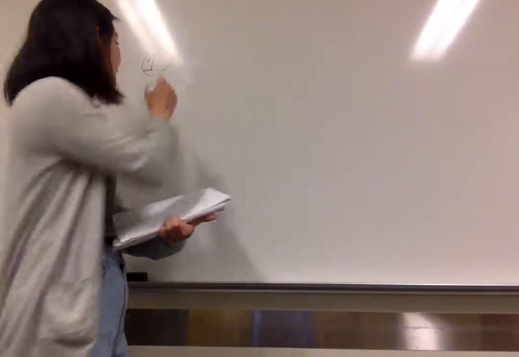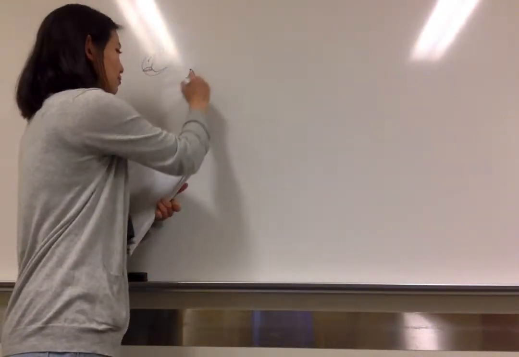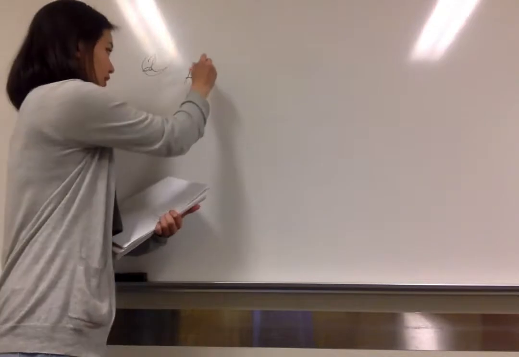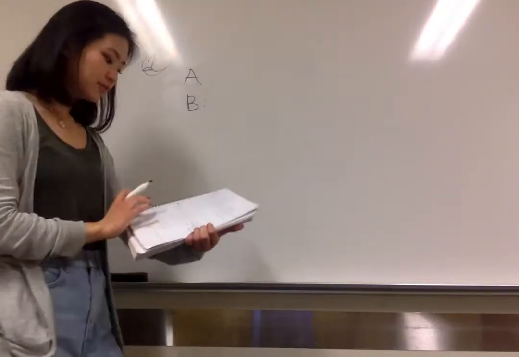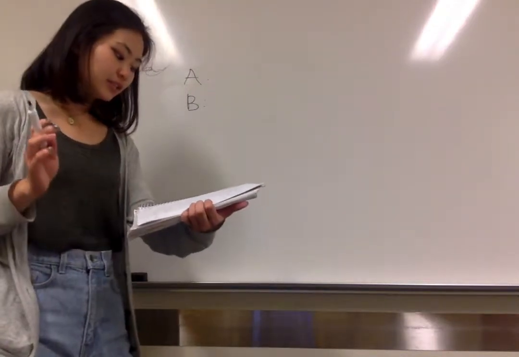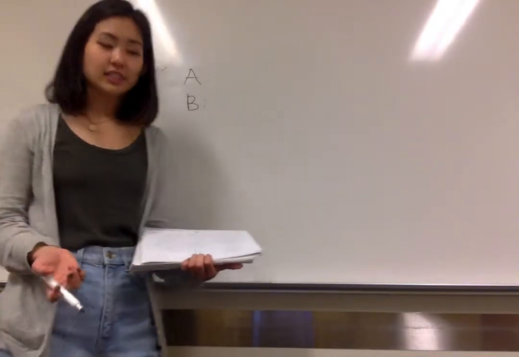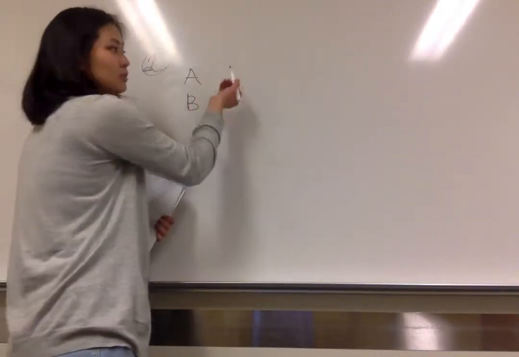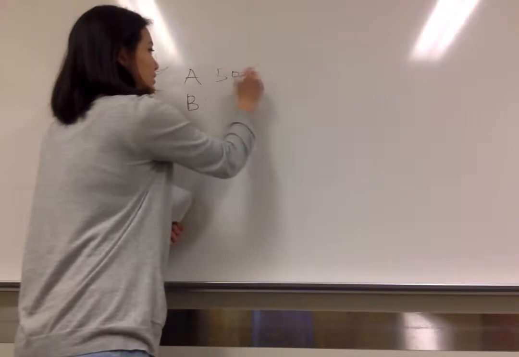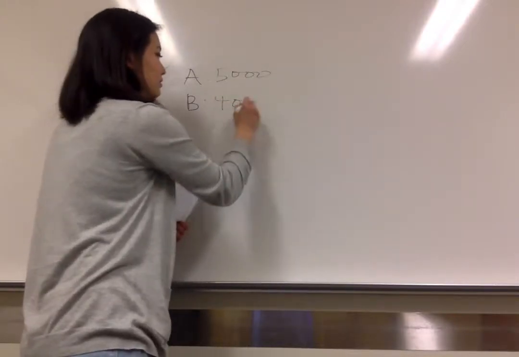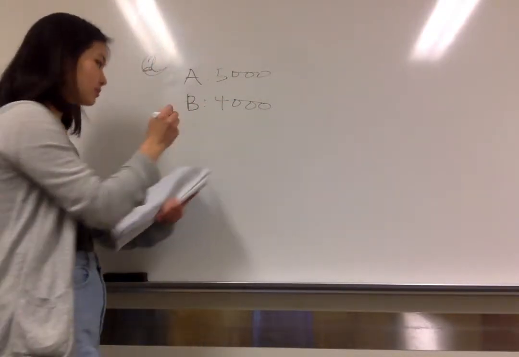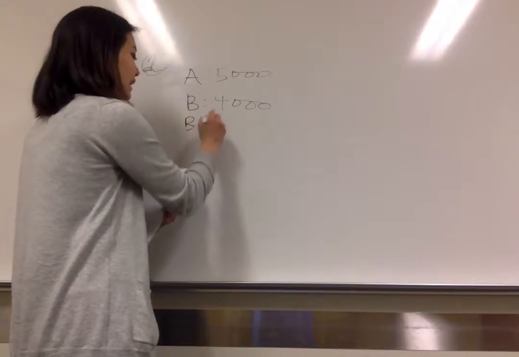And the second step, basically you compare the NPV of these two options and you sequence them from least to greatest. So let's say the NPV ends up to be 5,000 for A and 4,000 for B. Then you sequence them from least to greatest, so B to A.